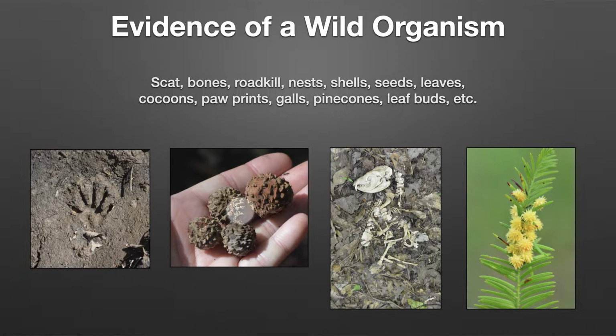Or how about these nuts? A squirrel moved it away from the tree, yet you can still identify it as an overcup oak. Or you have this dead animal and its skeleton can be identified as an opossum. And you have these growths on this cypress tree, and those are a very specific gall.